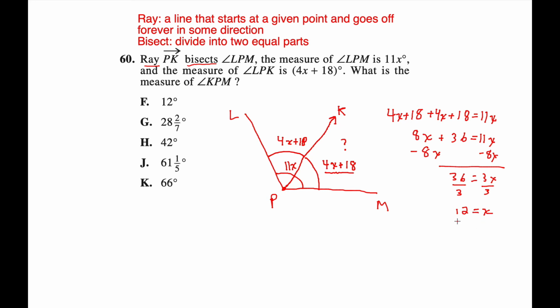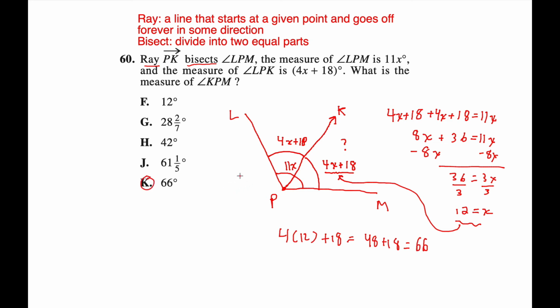And this is exactly what we wanted. We can now plug x equals 12 back into that expression, 4x plus 18, to figure out the measure of angle KPM. So 4 times 12 plus 18, 4 times 12 is going to be 48, and then plus 18, so we have 48 plus 18, that is going to be equal to 66. And so our answer here is going to be K.